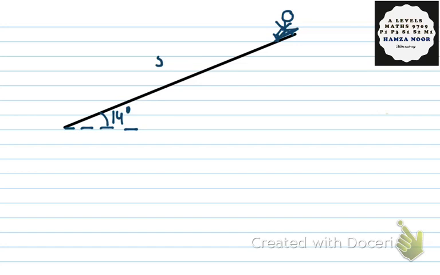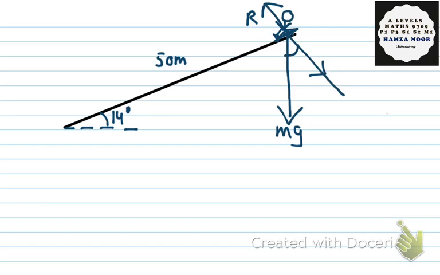The mass is not given, so it is unknown, and we know that the length of the ice track is 50 meters. The gravitational force will be mg, and the normal contact force acting perpendicular to the ice track is R, which will be equal to mg cos 14. The force acting along the plane will be mg sin 14.